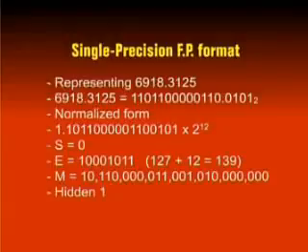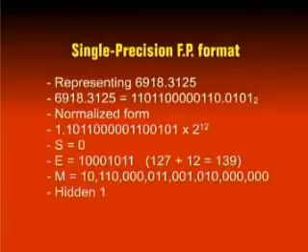The binary number has to be written in its normalized form. So what is the normalized form of the binary number? It is 1.1011 0000011000101 times 2 power 12. What is the sign bit? Of course, the number is positive, so the sign bit is 0.